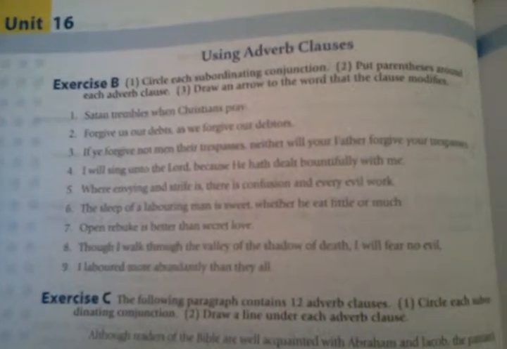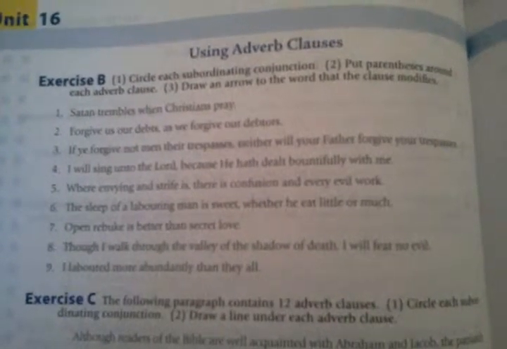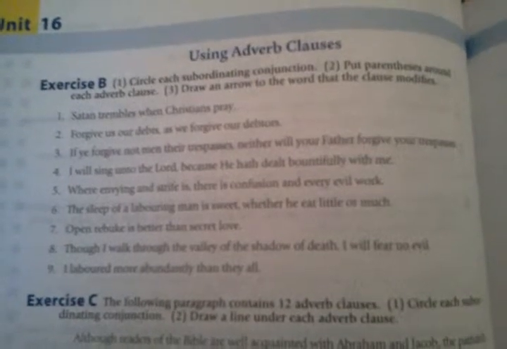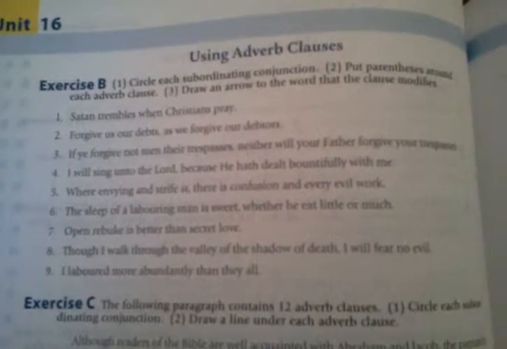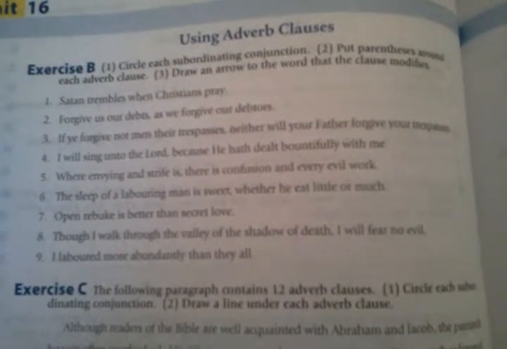Now let's skip down to exercise B and do the first 2 of those together. This one wants us to circle the subordinating conjunctions, put parentheses around each adverb clause. Draw an arrow to the word the clause modifies. So now we have to decide if the clause is an adverb clause or not.